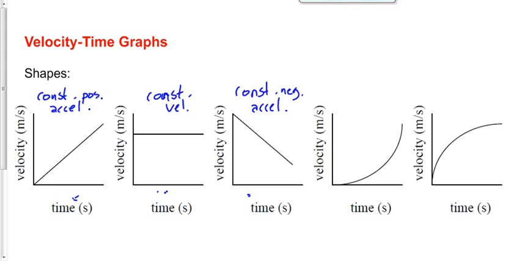Moving to the next one, if this was position time graph, it would mean acceleration, right? If it's velocity time graph, it means acceleration. This time, it's specifically a non-constant or non-uniform acceleration. In other words, it's an increasing acceleration.